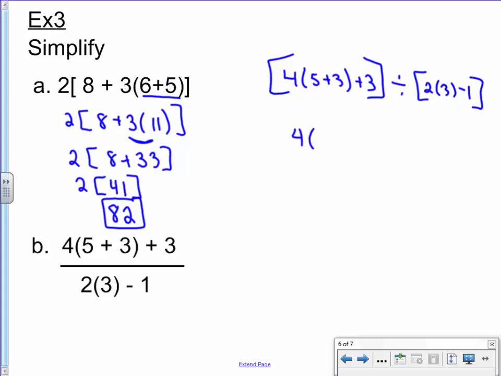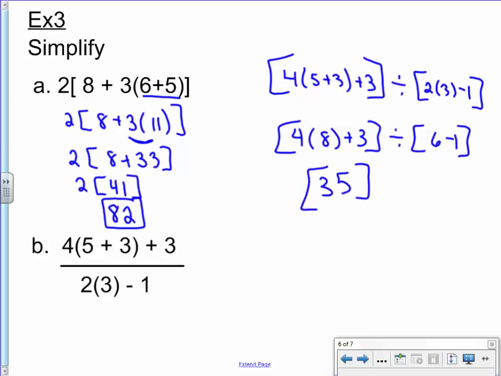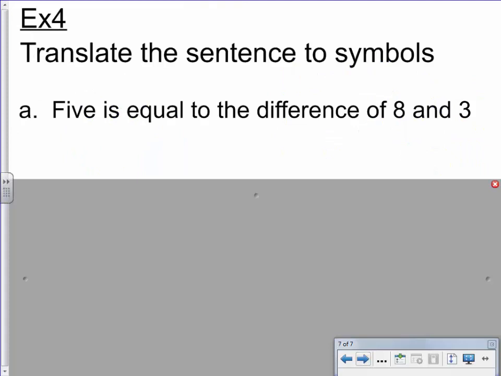Okay? I would want to do the 5 plus 3, get 8, plus 3, divided by, and then we can simplify 2 and 3, get 6. And then on the top, 4 and 8, that gives me 32, plus 3 is 35, divided by 5, which is going to give us an answer of 7. Things to remember, when you're simplifying there, you can do the top, then do the bottom. The last thing you should probably do is the dividing there. Okay, don't start canceling stuff out at the top and bottom.